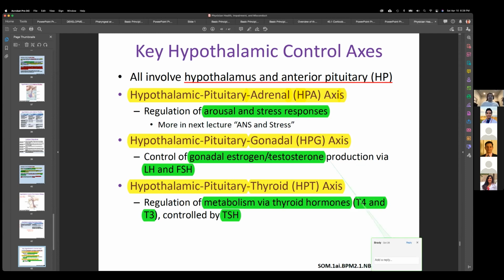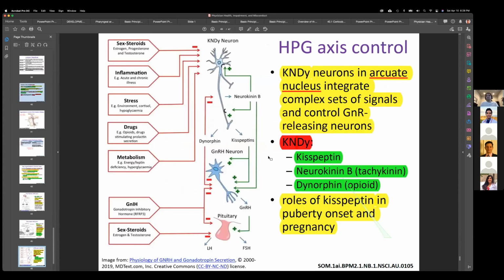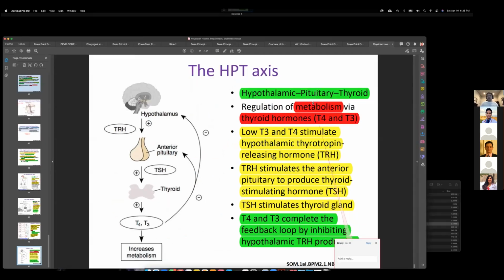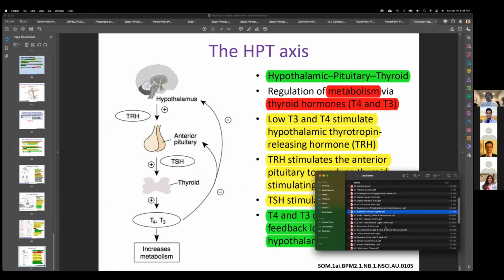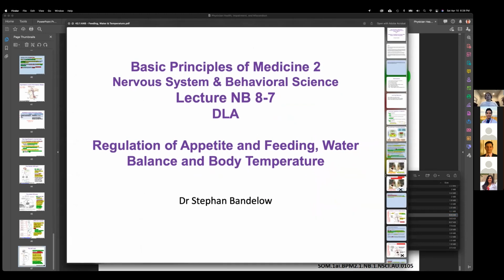The gonadal axis obviously is estrogen, testosterone. Let's see. I can't remember. I kind of feel like there was some silly question about this, but it may have been in the Sakai questions. Not 100% on that one. Right, okay. So again, a lot of this is review when he talks about the pituitary. Oh, these were those DLAs.